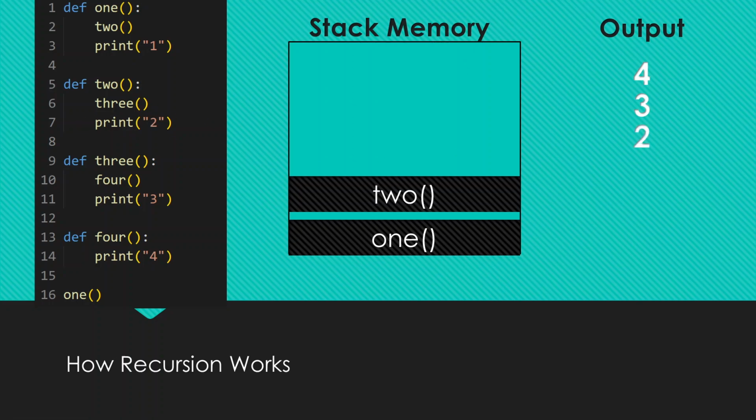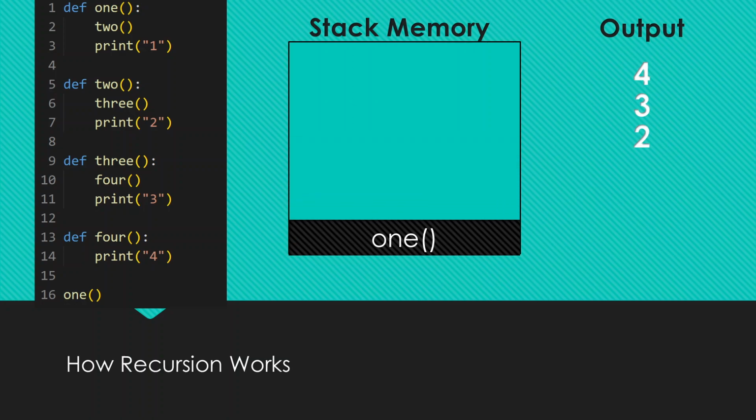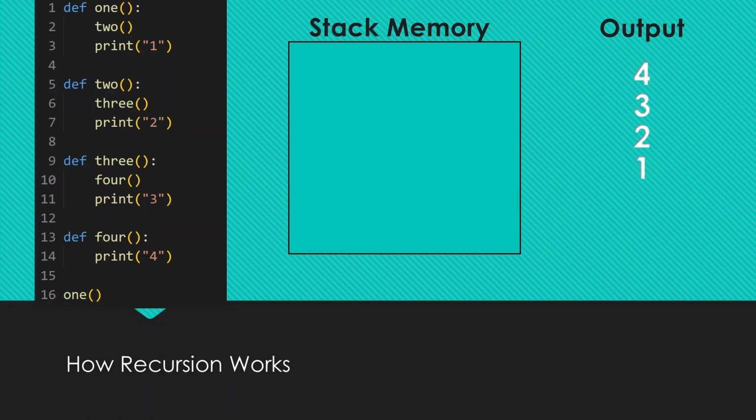Oh, sorry. I pressed the wrong key. Then we pop it from the stack memory. Then we go to function number 1. It's going to print 1. Then it's the end of that function. So we pop it. We remove it from the stack memory. So generally, that is how a recursion works behind the scenes using the stack memory.